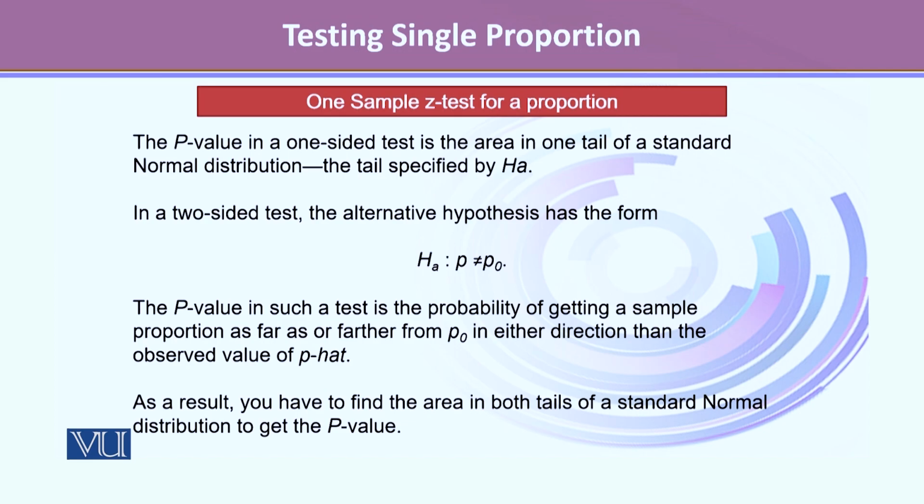The p-value in a one-sided test is the area in one tail of the standard normal distribution, the tail specified by the alternative hypothesis. In a two-sided test, the alternative hypothesis has the form HA: p not equal to p naught. The p-value of such a test is the probability of getting a sample proportion as far as or farther from p naught in either direction than the observed value of p hat. As a result, you have to find the area in both tails of the standard normal distribution to get the p-value.